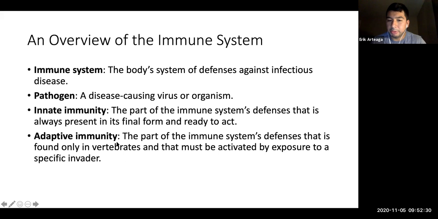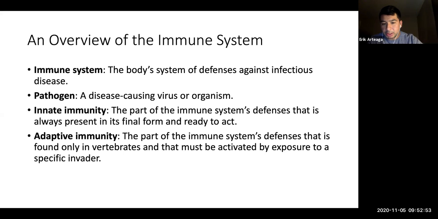Okay, your adaptive immunity, which is very important for vertebrates, only found in vertebrates. And so you don't see this in invertebrates, so those like porifera or the sponges, and so it's early evolved organisms.